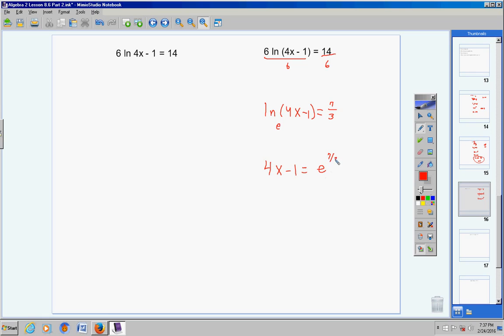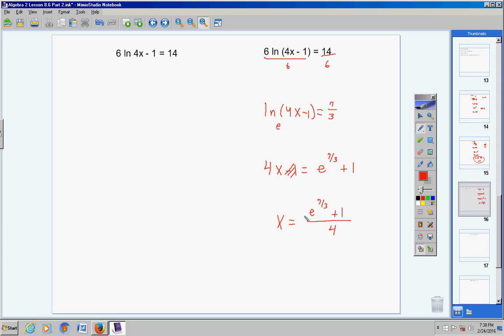Guys, we're just getting started. Now get x by itself. Step 3 says solve the equation. So bring the 1 over and make it a positive 1. Now divide both sides by 4. So x equals e to the 7/3 power plus 1 all over 4.